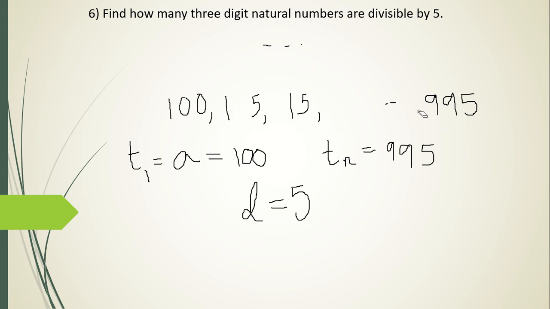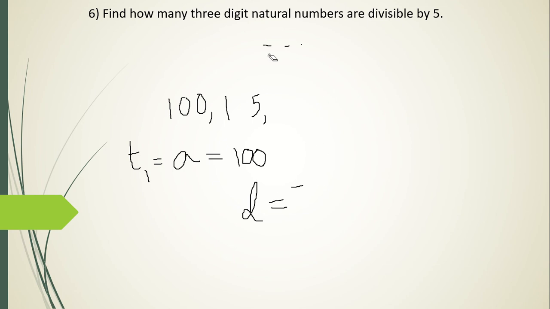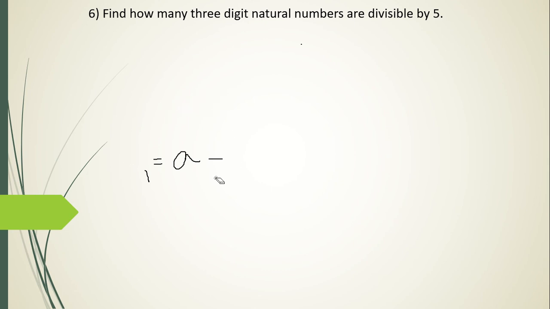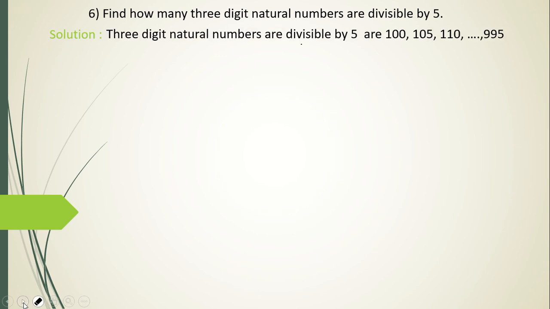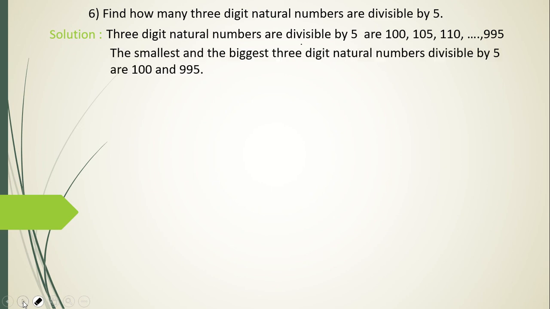Here knowing the AP is very, very important, because the AP is not given in the question. So what are the various conditions given in the question? Check those conditions properly, and then write down the required AP. 3-digit natural numbers divisible by 5 are 100, 105, 110, and 995 is the last one. The smallest and the biggest 3-digit natural numbers divisible by 5 are 100 and 995. So A is 100, D is 5, and T of N is 995.